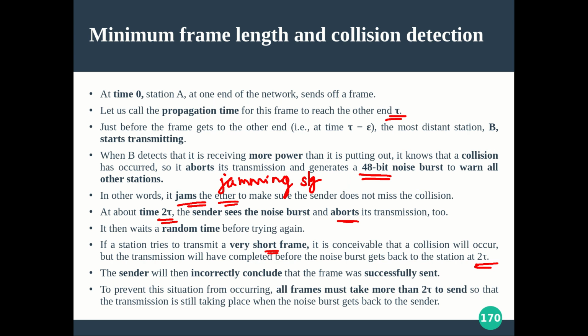So how can we ensure that the transmission time is more than 2τ? Otherwise, the length of the frame should have some minimum value to ensure this criteria. So that is very important, right?